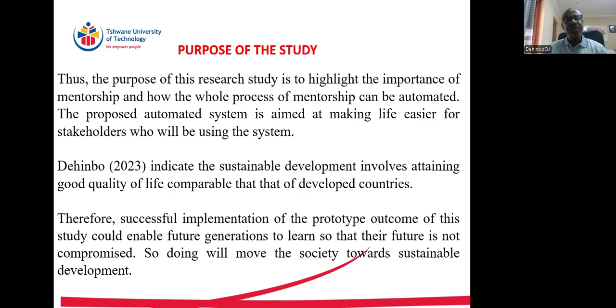Dehinbo 2003 indicates that sustainable development involves attaining a good quality of life that is comparable to that of the developed countries, as we identified earlier. Therefore, successful implementation of the prototype of this study will enable future generations to learn so that their future is not compromised. Doing so will move society towards sustainable development.